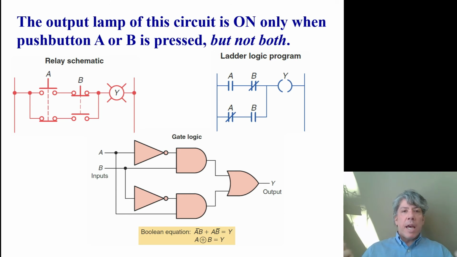Basically, when A and B are at the same state, both on, the light is off. When they are in the same state off, the light is also off. It's only when they are in opposite states, A on, B off, or the other way around, that the output, the light, comes on.